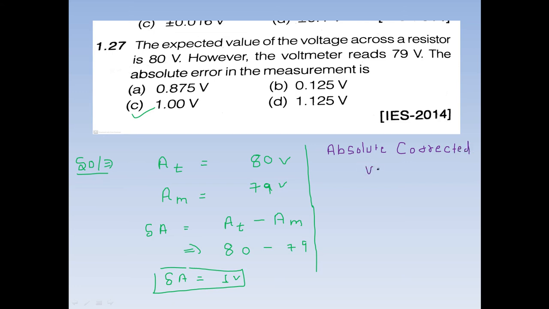So how can we find the absolute corrected value? The absolute error is 1 volt. Now this is an error. In a measurement system, the error should be minimized, it should be 0. So what should we add to this 1 volt so that our error becomes 0? We add minus 1 volt to this 1 volt so that our error becomes 0. If we add 1 volt and minus 1 volt, then the error is 0.